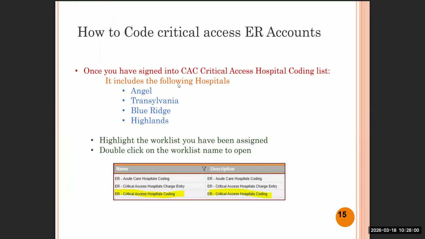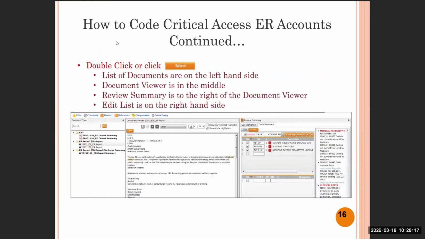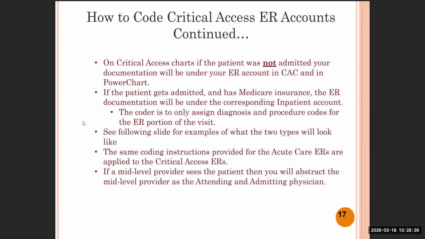Once you have been assigned the CAC critical care hospital coding list, including the following hospitals, the names are given. For example, highlight the work list you have been assigned and double click on the work list name to open it. You can see the list of documents on the left side, document review in the middle, and the summary of the document on the right. You click here to open the document, the medical record will open here, and then you put in the ICD and CPT details. We already discussed this in the previous slide.